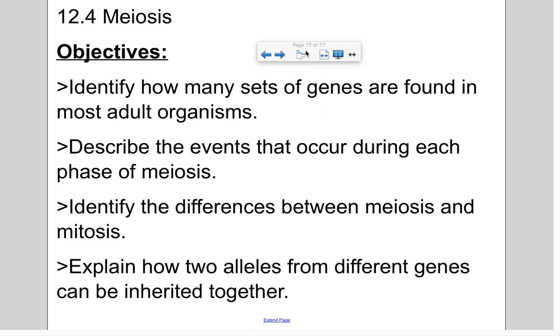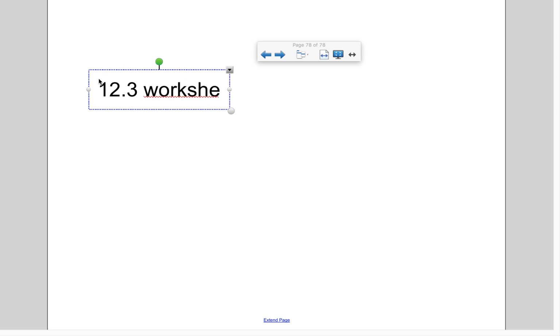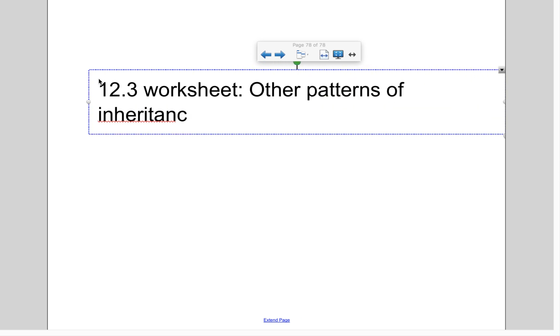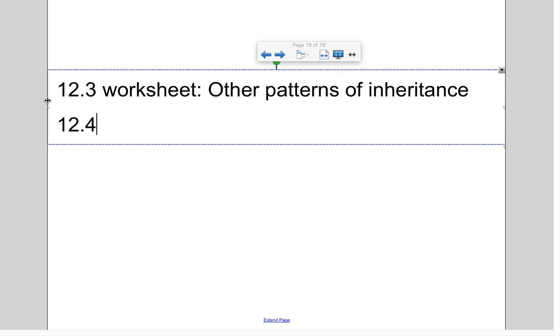All right, so that wraps up chapter 12. So you have to do 3 assignments, okay? I'm going to type them up here for you. There are 3 assignments. There's a 12.3 worksheet. It deals with the other patterns of inheritance. Okay, so that's codominance, incomplete dominance, multiple alleles, polygenic. Okay, then there's a 12.4 meiosis worksheet, and it's just meiosis.